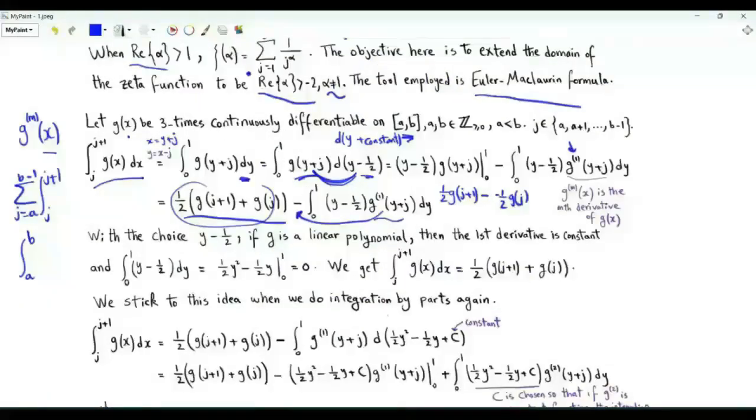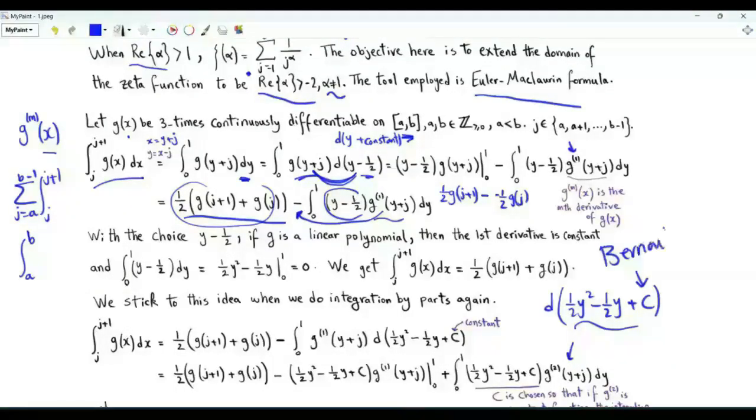Let's do integration by parts again. We have y minus half dy. I write it as d of 1/2 y squared minus 1/2 times y plus a constant. When we do integration by parts, we get this quadratic polynomial multiplied by the second derivative of g. We want the integral to be 0 if this second derivative is constant. On that basis, we compute the value of c. This way of doing things will generate for us the Bernoulli polynomials.